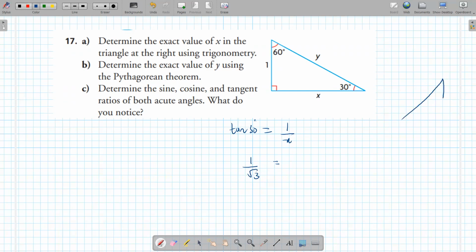Because now it says exact value. So there exists another special triangle. This is the 30-60. For the last question, we used the 45-45. For that one, it's 1, 1, root 2. For this one, it's 1, root 3, and 2. So these are the special triangles. Tan 30 is 1 over root 3. So 1 over root 3 is 1 over x. Then what is x?